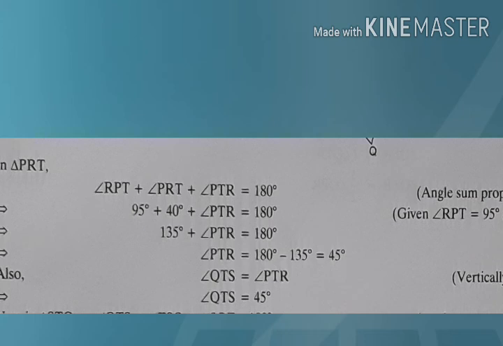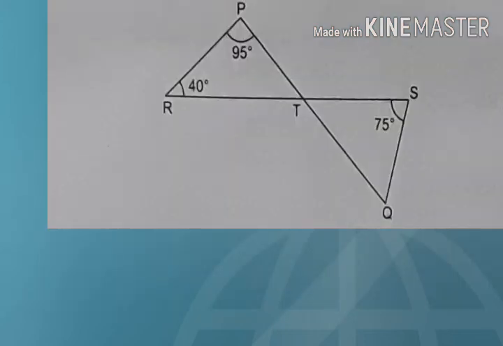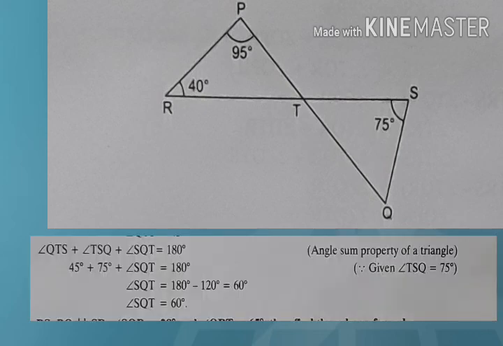Then we know that by the vertically opposite angles theorem, angle PTR equals angle QTS. Clear? Angle PTR equals angle QTS, so that is also equal to 45 degrees. So PTR equals QTS equals 45 degrees. Now we can consider the triangle QTS or triangle STQ. Anyway, we can say the name of the triangle.